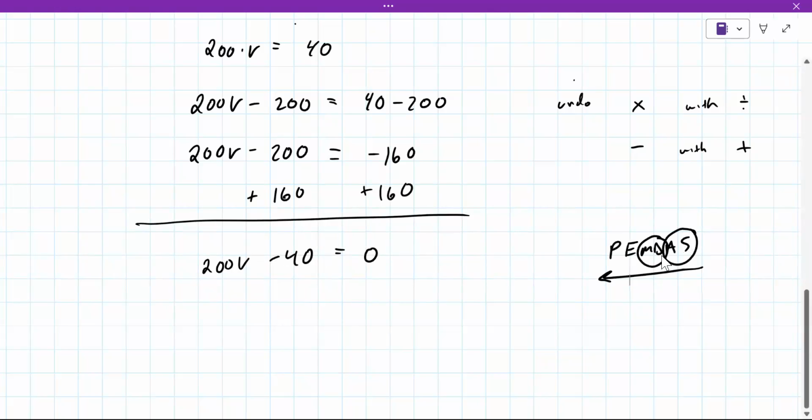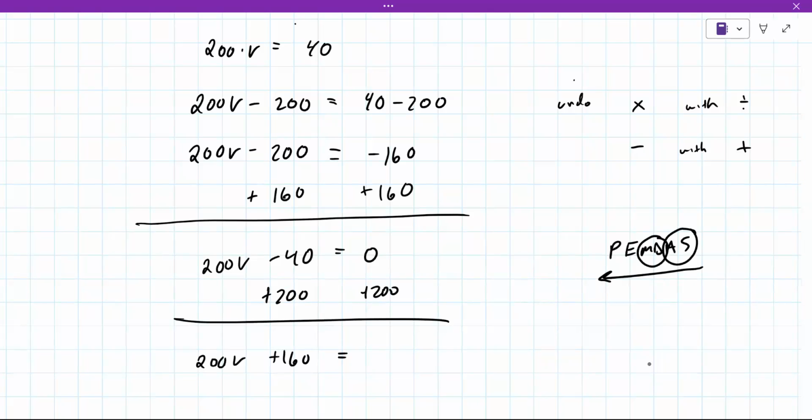Do you get rid of addition and subtraction first or multiplication and division? I think you should just be able to add 200. Okay, we'll add 200. The answer is 200 V plus 160 equals 200. Is that what V equals? No, V is not by itself.